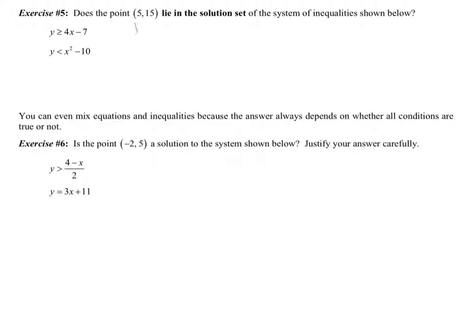So our first one is 15 more than or equal to 4 times 5 minus 7. And our second one is 15 less than 5 squared minus 10. So first one is 15 more than or equal to 20 minus 7. Is 15 more than or equal to 13? Yes, it is. But remember, just because it's true for one of them doesn't mean it'll be true for both.